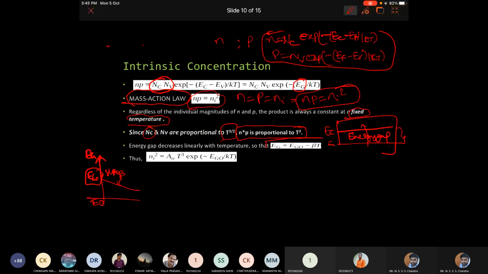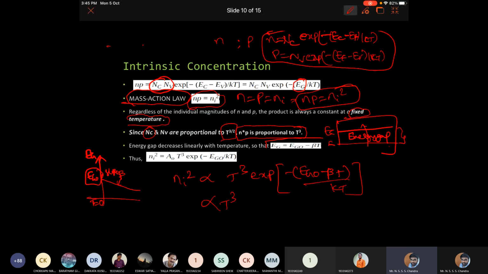Now ni square will be proportional to T cube into exponential of, in place of Eg, Eg naught minus beta T, by kT. I can split the exponential into two parts: exponential of minus Eg naught by kT, and exponential of beta T by kT. The T gets cancelled, so it is beta by k, which is a constant. So in place of that I can write a proportionality constant A naught. So you can simply remember that ni square is proportional to T cube, and proportional to exponential of minus Eg naught by kT.